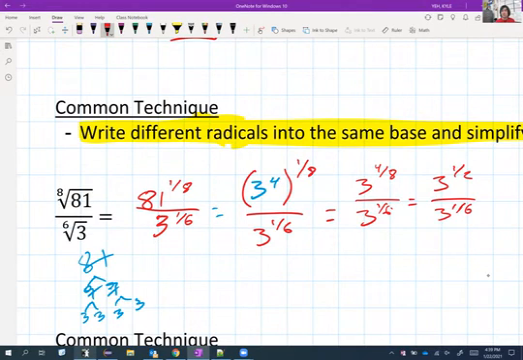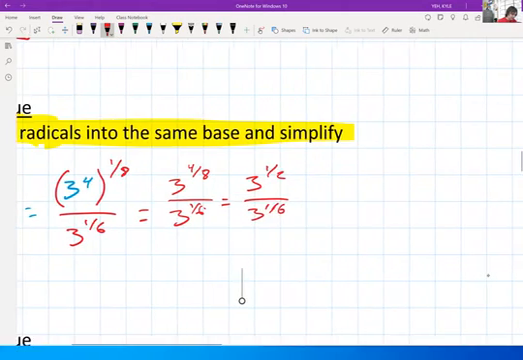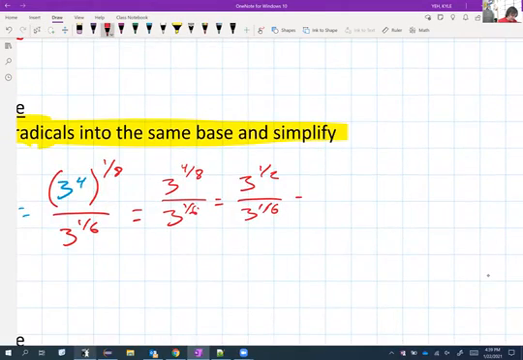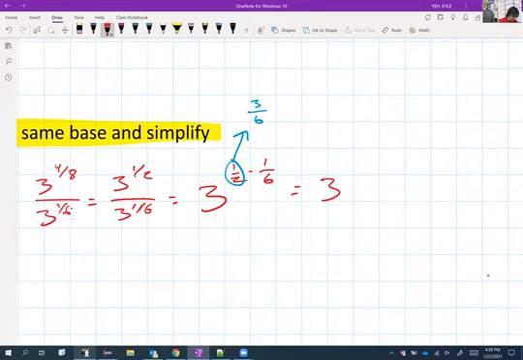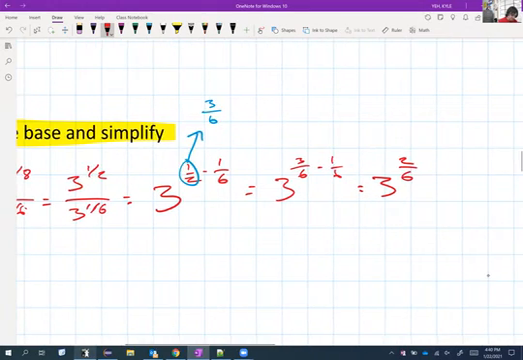And then one more exponent rule. When we're dividing, we subtract those exponents. Hopefully you remember. So that would be 3 to the 1/2 minus 1/6. I'm going to get myself a common denominator. 1/2 would be 3/6. So 3 to the 3/6 minus 1/6, which equals 3 to the 2/6, or 3 to the 1/3. 3 to the 1/3 power.